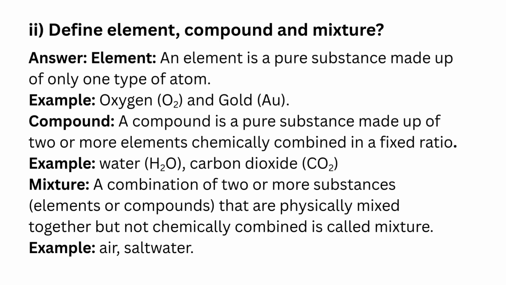Question 2. Define element, compound and mixture? Answer. Element. An element is a pure substance made up of only one type of atom. Example: oxygen, O2, and gold, Au. Compound. A compound is a pure substance made up of two or more elements chemically combined in a fixed ratio. Example: water, H2O, carbon dioxide, CO2. Mixture. A combination of two or more substances, elements or compounds, that are physically mixed together but not chemically combined is called mixture. Example: air, saltwater.